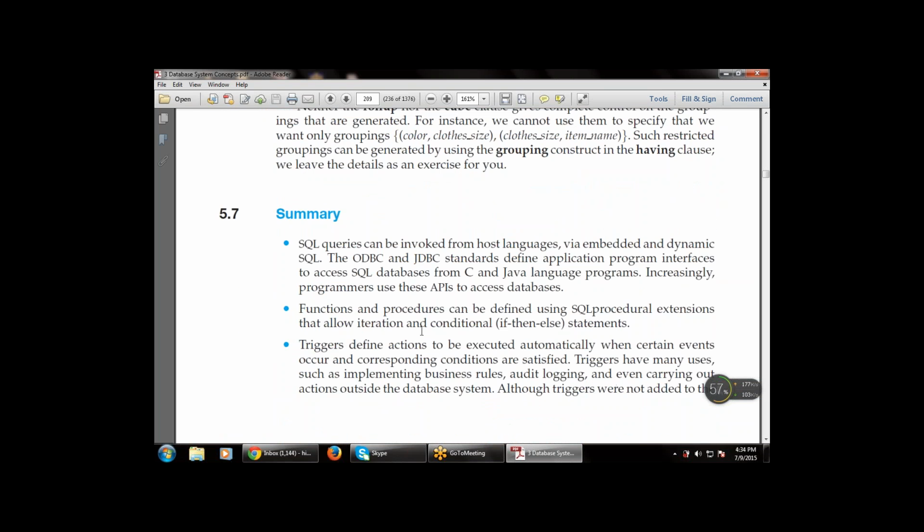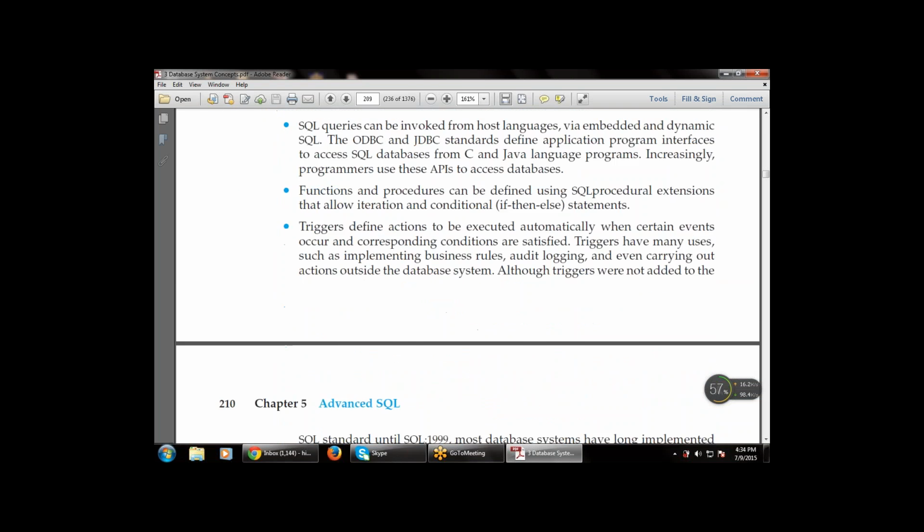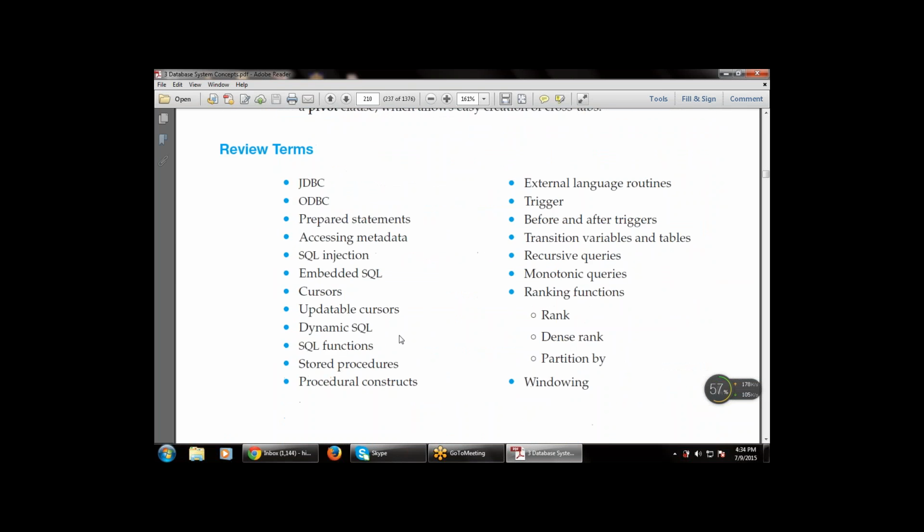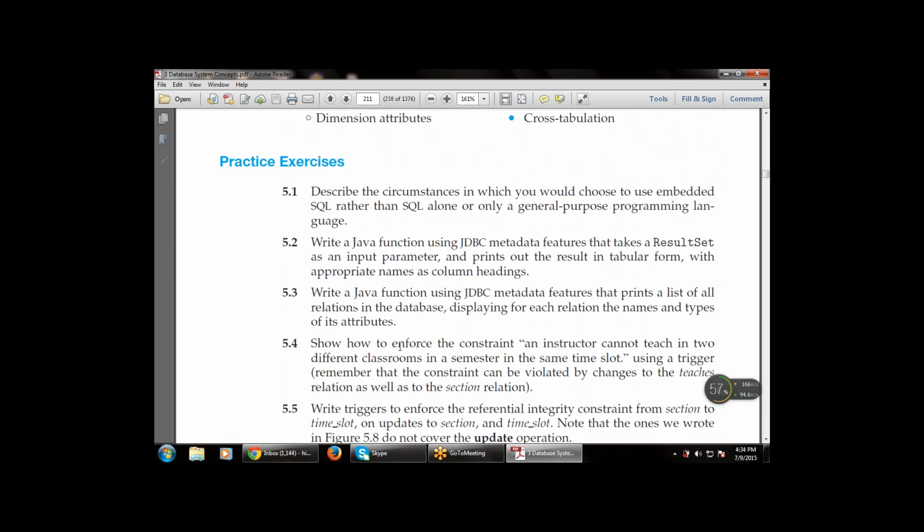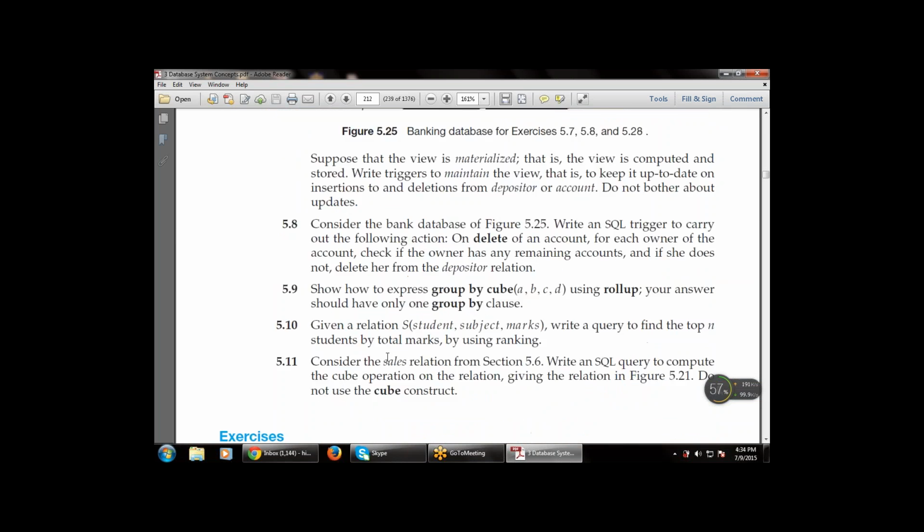This is a summary: a SQL query can be invoked from host languages via embedded and dynamic SQL. So SQL queries are made through these two terms, embedded and dynamic SQL. So this is the fifth chapter that we have studied. This is a very lengthy chapter. We have finished this chapter within 3 days.